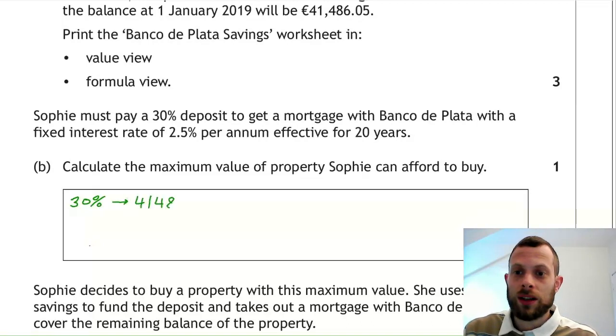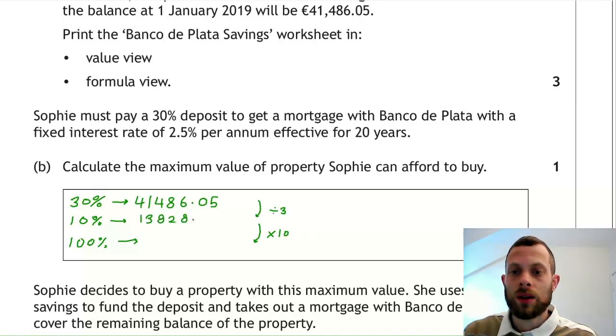30% is the value that it gives you, the €41,000. Then we will find 10% and finally find 100%. So first divide by 3 to get 10%, and at the end multiply by 10. So that's what we get if you divide by 3, 13,828.68, and finally multiply by 10, which will be in euros. 138,286.83 euros.